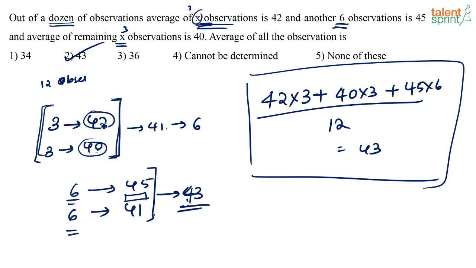Equally distributed, right? 42, there are 3. 40, there are 3. So what will be the net average? It has to be 41. So for these 6 observations, the average is 41. I also have another 6 observations whose average is 45. So what is the average of all of these 12 observations put together? It is nothing but the middle value between 45 and 41, that is 43. Answer is option 2. I hope it is clear. This would be an easier way to solve the question.